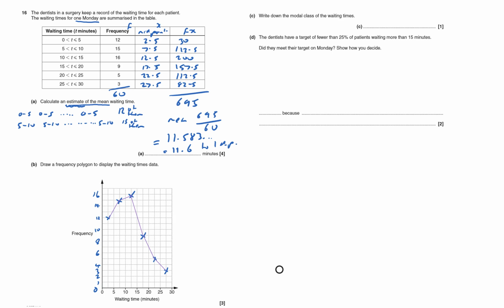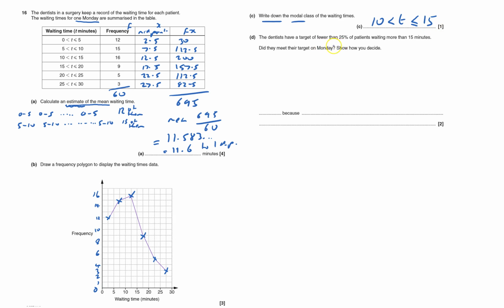I like questions when they say write down, because that means I haven't got any working out to do. So write down the modal class, that's the most common class, and there's 16 of them between 10 and 15. So I'm going to copy that class down exactly like that: 10 is less than t, which is less than or equal to 15. That gives me 1 mark.